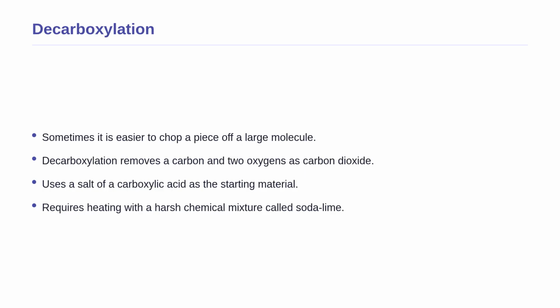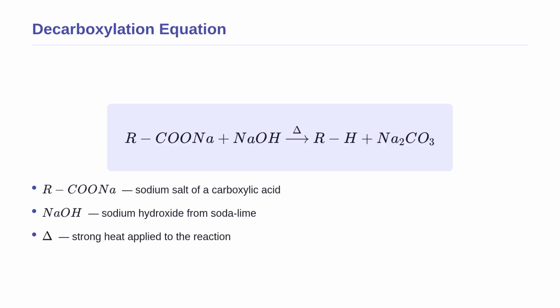Since building larger molecules can sometimes fail due to crowding, another approach is to take a large molecule and chop a piece off. This process is called decarboxylation. Decarboxylation literally means removing a carbon atom and 2 oxygen atoms from a molecule in the form of carbon dioxide gas. We do this by taking a salt of a carboxylic acid and heating it with a harsh chemical mixture called soda lime. You can imagine this process like trimming the crust off a sandwich to leave only the soft center behind. Let us look at the chemical equation for this chopping process.